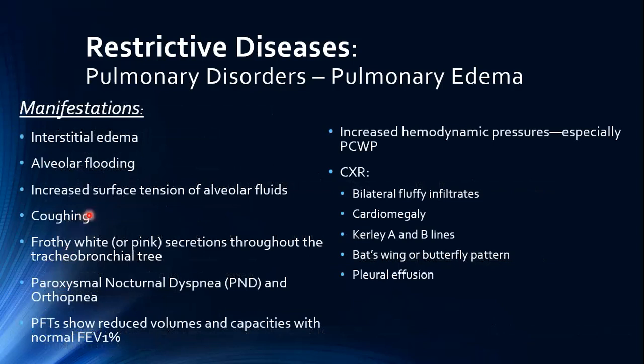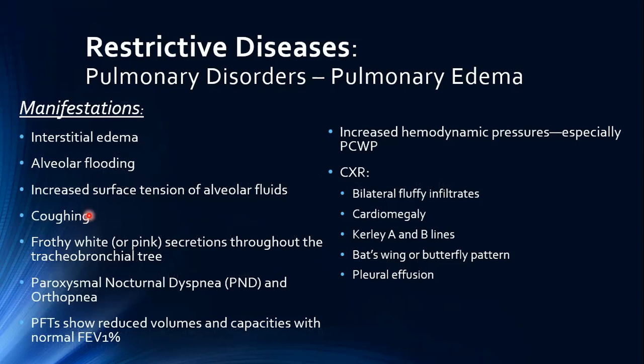How does it manifest? Well, interstitial edema, right? Interstitial edema is fluid in between the cells. Interstitial means in between the cells. Alveolar flooding, look at that. That's the alveoli overfilling with fluid. Increased surface tension in the alveolar fluid. So that surface tension is high, so we have to give alcohol to decrease the surface tension so that we can suck it out, right? ETOH is a surface active agent. Those are our surface active agents, ETOH. We give that, and that will decrease the surface tension of the fluid in the alveoli, which will allow us then to suction it out.